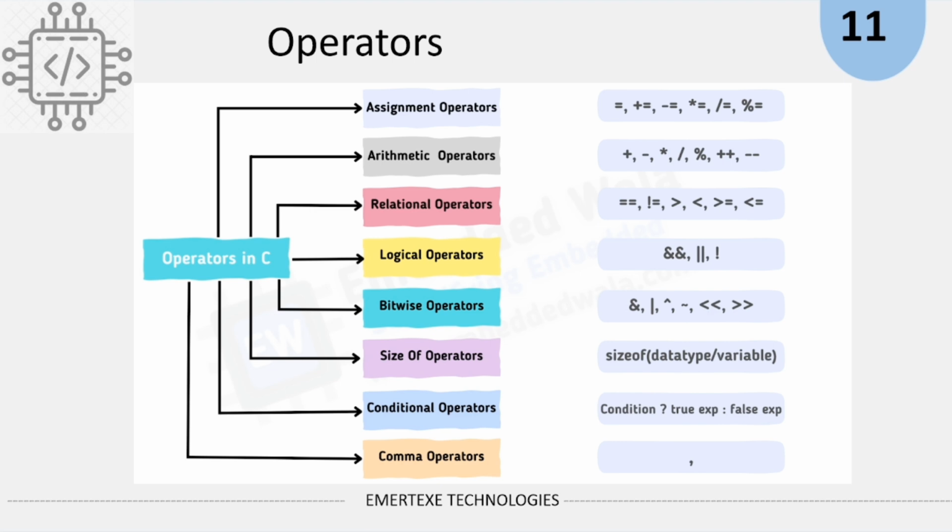What are operators? Operators are used in C to perform specific computations. Example types of operators are assignment operators, arithmetic operators, relational operators, logical operators, bitwise operators, sizeof operators, conditional operators, and comma operators.